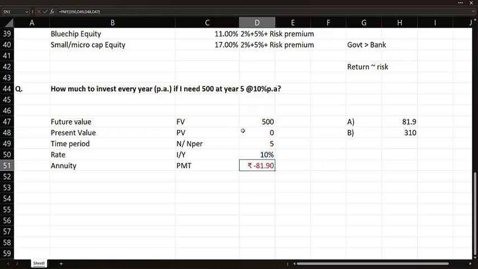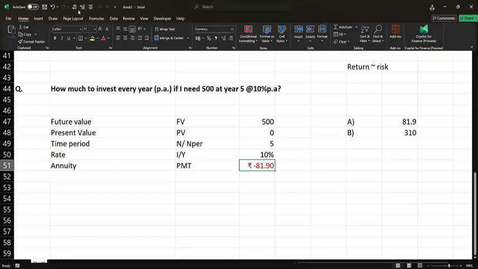For those who have given the correct answer, great. I hope this was pretty easy. This is not exactly 81.9. It is going to extend further, but whatever be the amount.